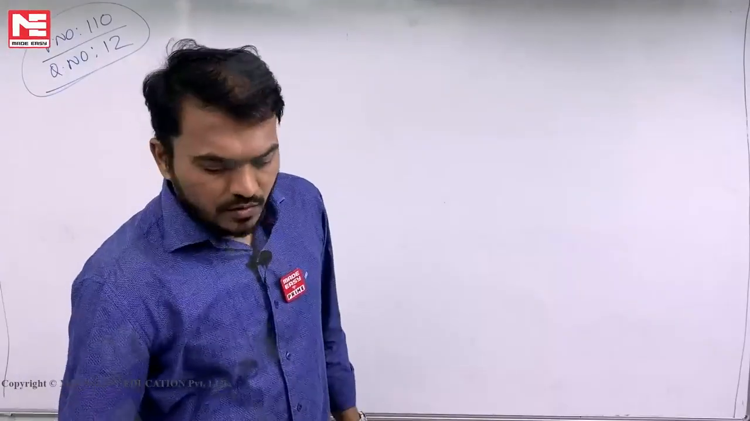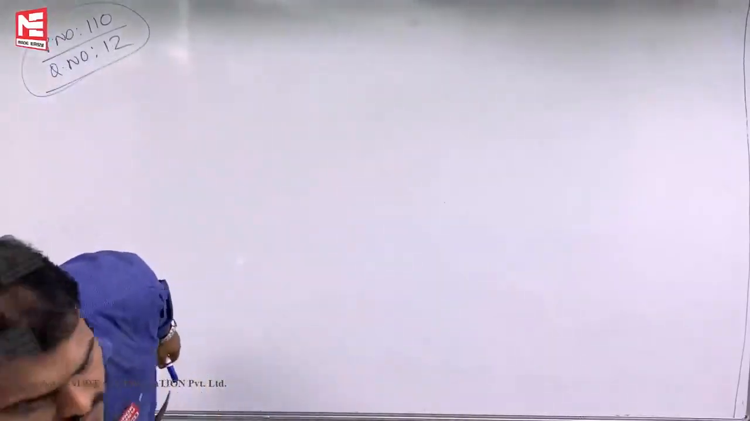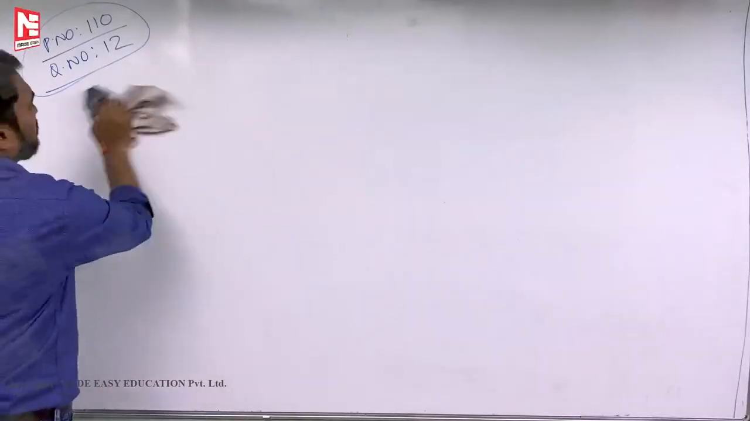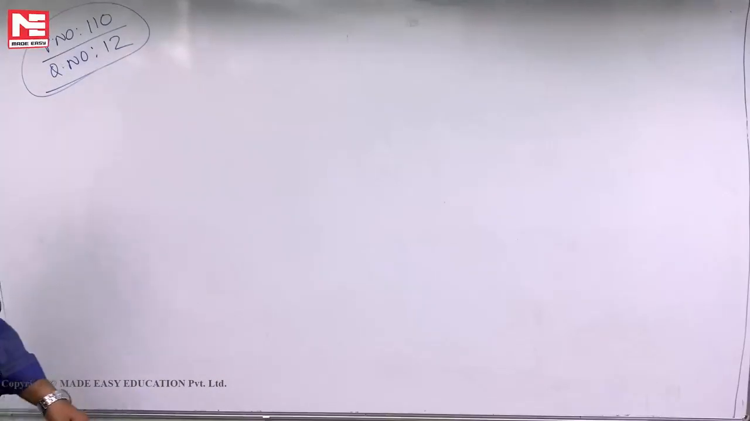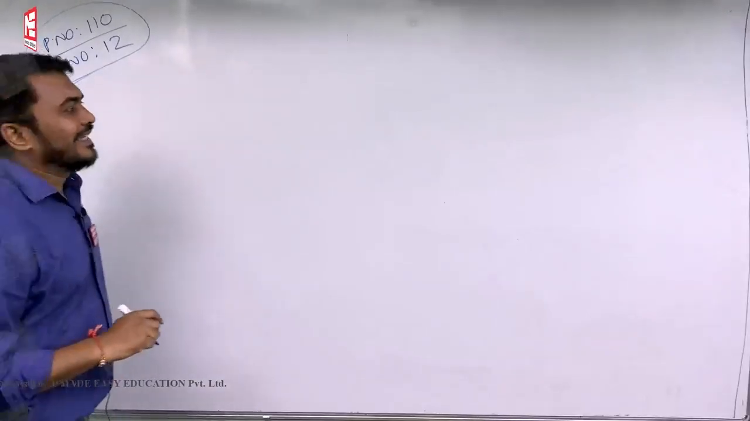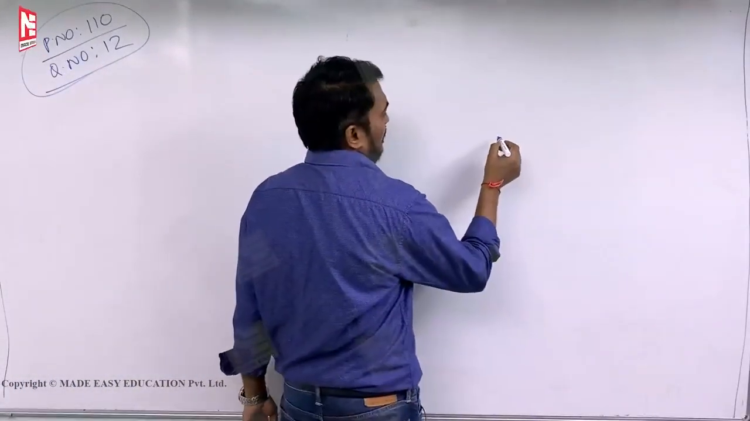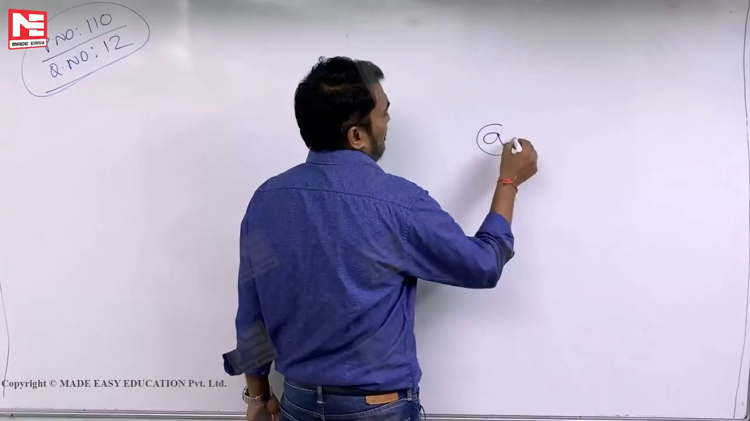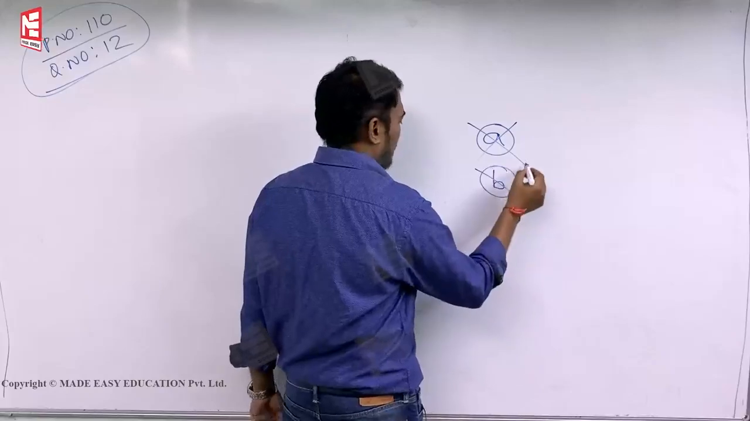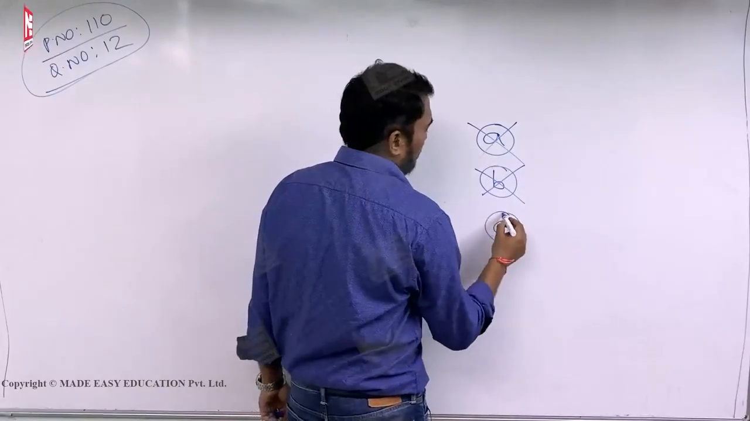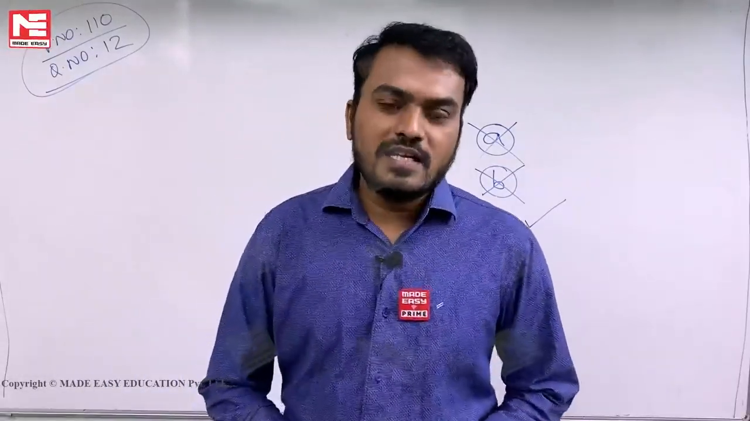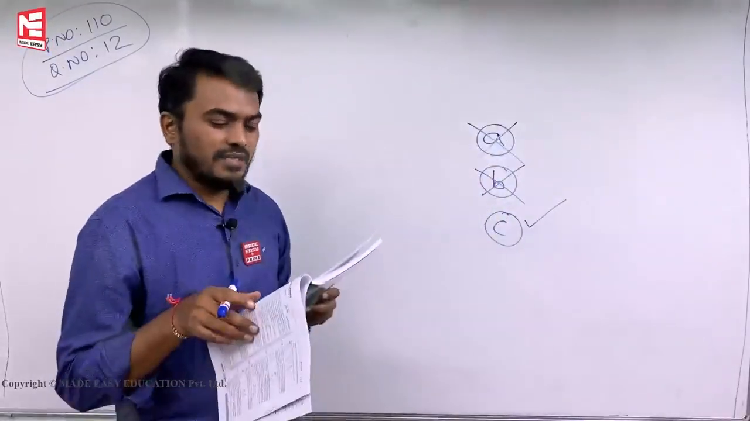Okay, let's try to understand carefully. Page number 110, question number 12. So what is the right answer? Option A is a wrong answer. Option B is also a wrong answer. Option C is the right answer. So the right answer is option C. कितने लोगों का सही आंसर आया? Check करो अच्छे से.